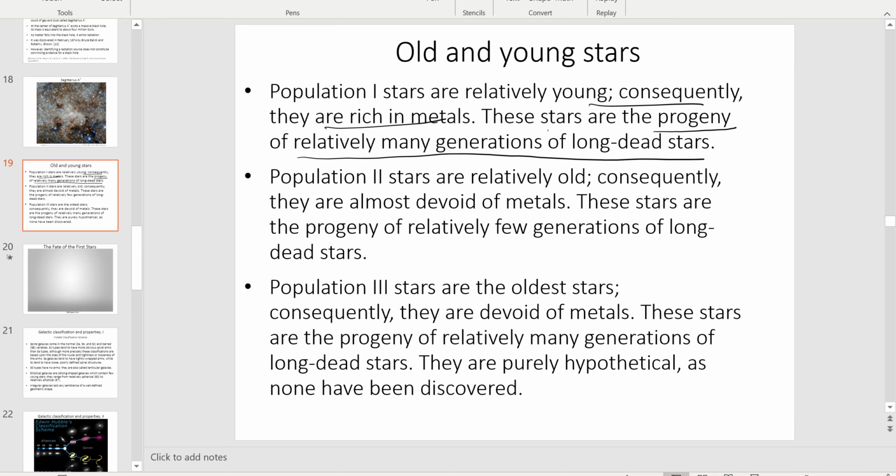And I mentioned to you when we talked about the deaths of stars that elements heavier than iron can only be produced in these massive stellar explosions called supernovae. So that's where these heavy elements come from. They don't come from the sun. In fact, none of the elements we have on Earth come from the sun.